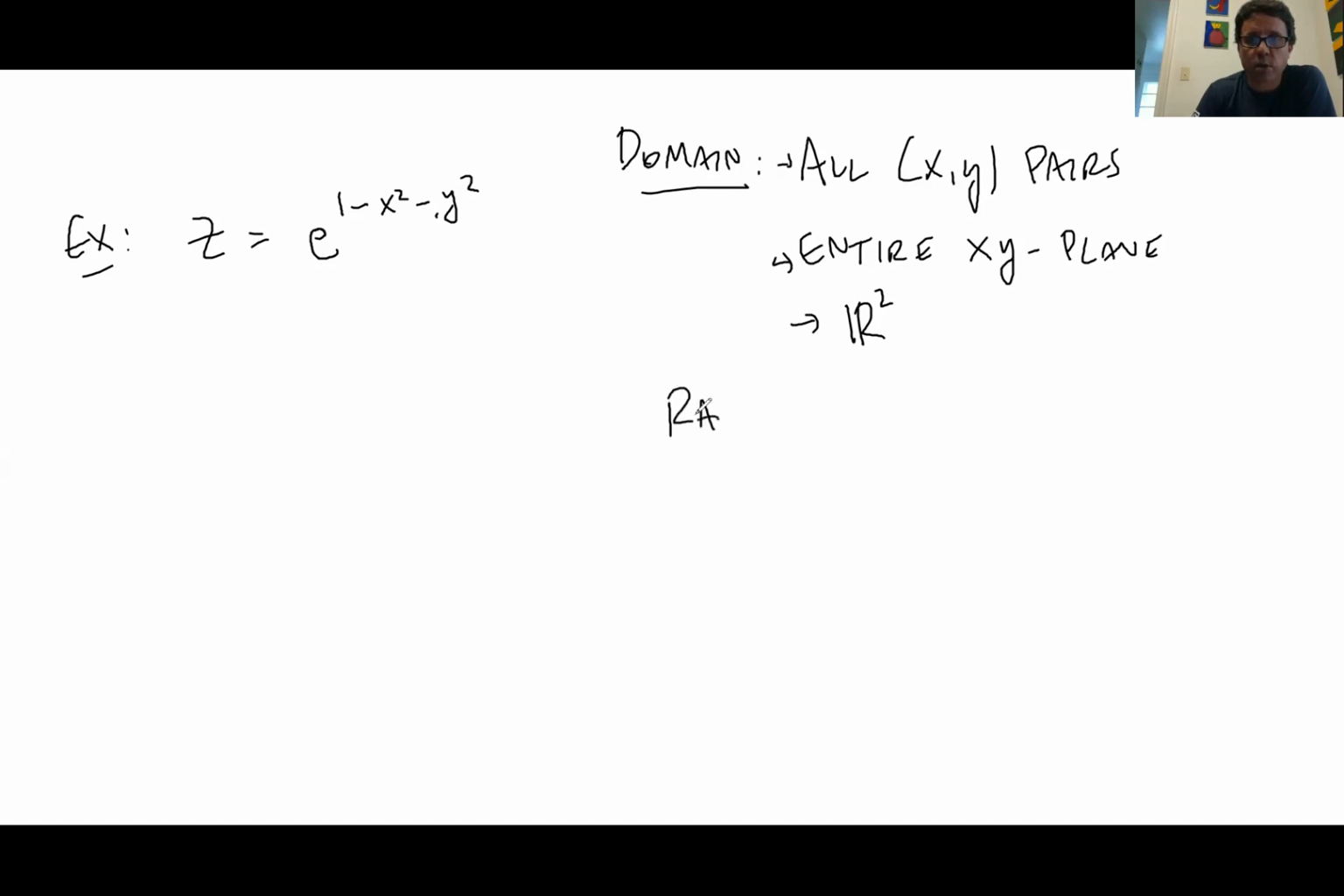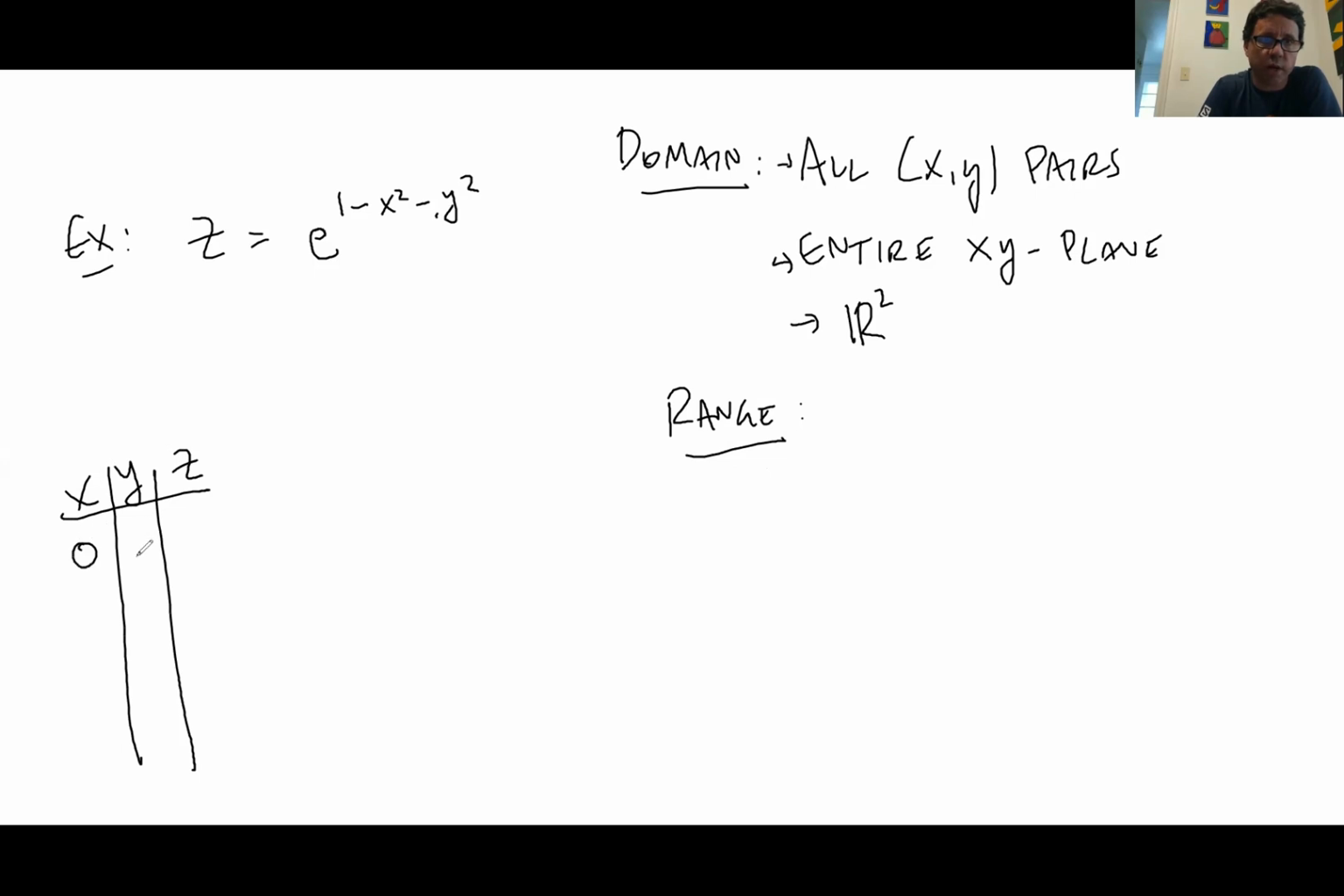Now, what about the range? Well, let's see. If you start plugging in some numbers, you could see what kind of z values you might get out. So if I plug in 0, 0, let me just plot a couple points here. We'll plot the whole thing in a second. But I plug in 0 for x and 0 for y, I'll get e to the 1. So I'll plug it in and get 0 squared, subtract, I'll get e to the 1.